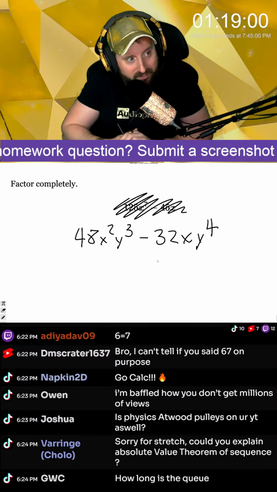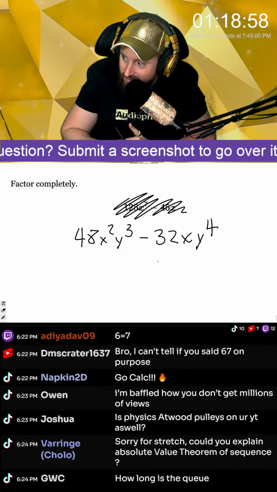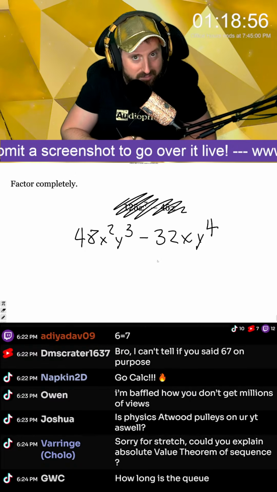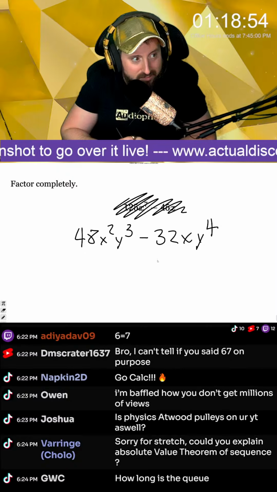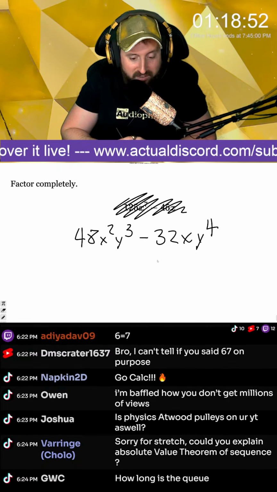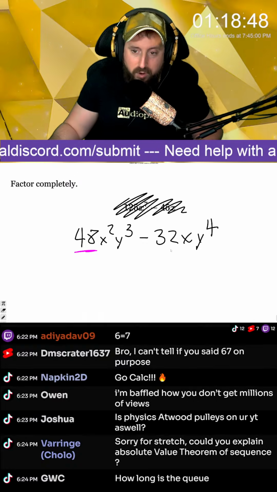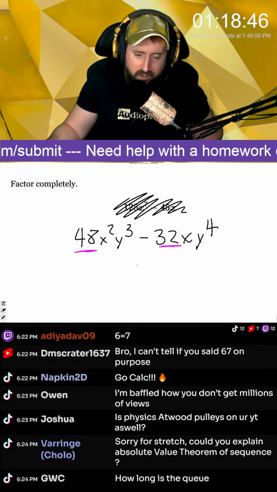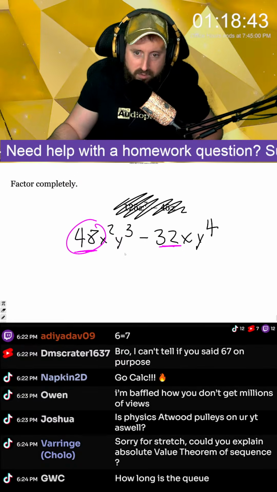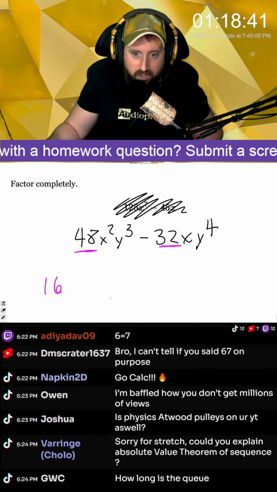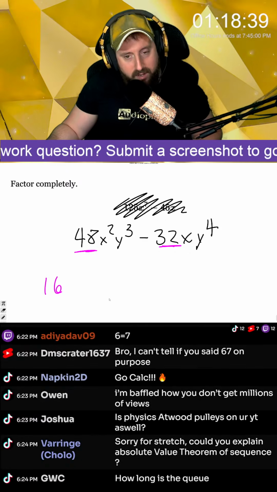Do you know how to factor this? By 16, probably. Yeah, okay. So that's a good thing. I always check on the number. This is called the greatest common factor. I'm like, what goes into both these things? Well, a 16 goes into these, right? So you can pull a 16 out. That's great. And then what do you do next?